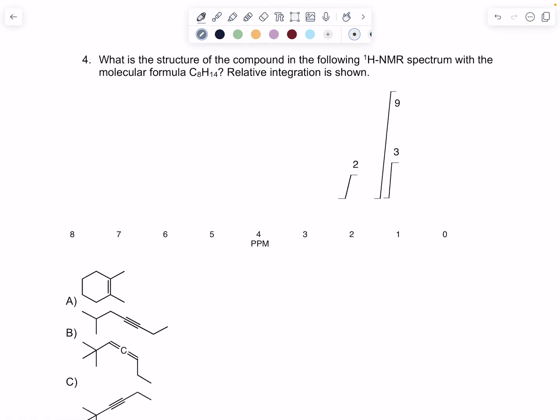Okay, so the next one is, what is the structure of the compound of the following NMR if the molecular formula is this? And then our relative integration is shown. I don't know why it cut off the, like, there's a thing down here. Oh, wait, did it also cut off the actual shapes? It did. Weird. I don't remember what they were. I know that's a question that y'all asked a lot about. So let me just look on my computer and make sure that I draw them in right.